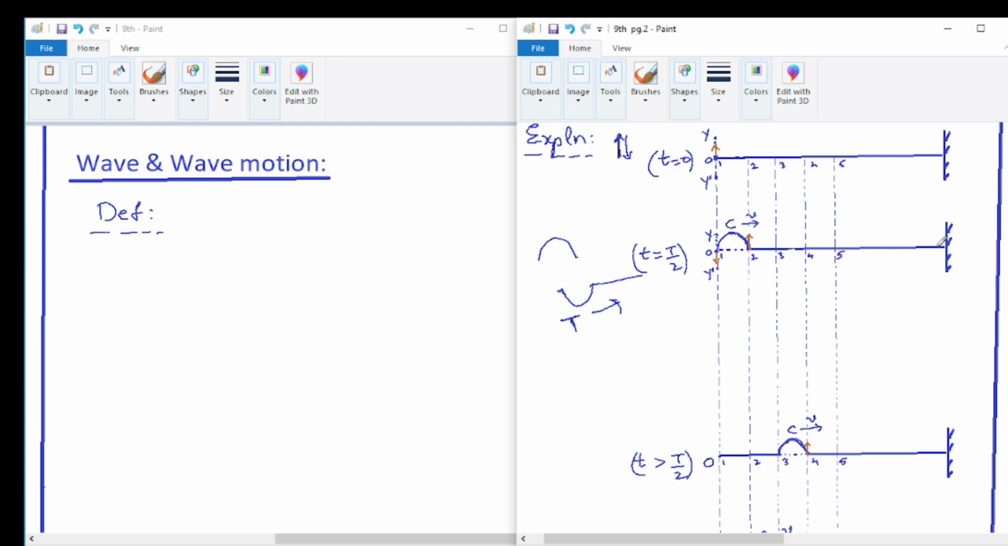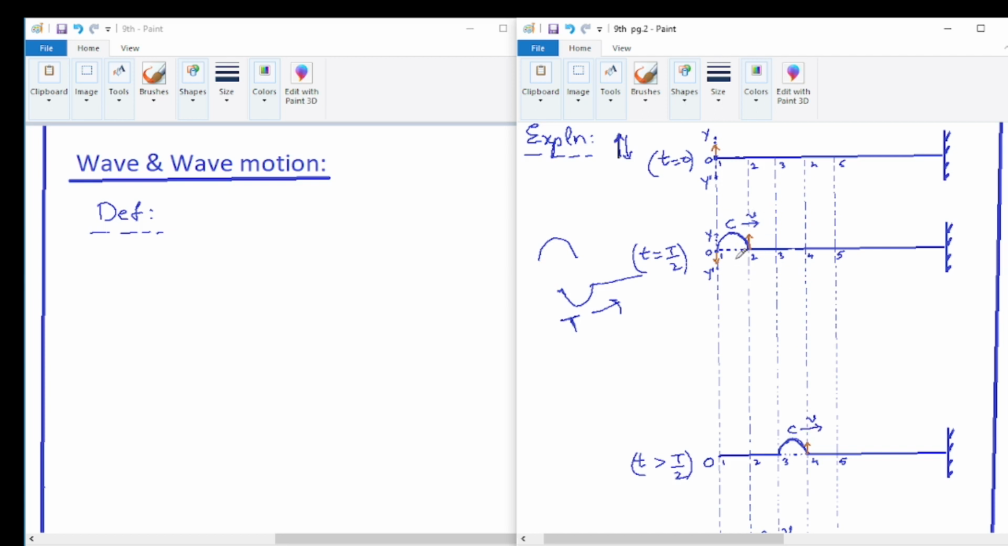So the disturbance will definitely reach here in some form. We can easily guess that, and it looks exactly like this. The crest moves very smoothly along the string from the left hand to the right hand. This disturbance or crest moving along the string is itself called a wave, and this motion is called wave motion.